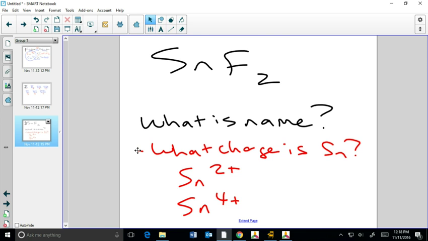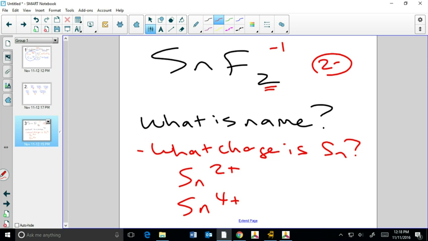Well, since I don't know about tin, I'm going to start with the fluorine. I know fluorine is in group 17. It has 7 valence electrons, so it needs one more. So therefore, its charge is -1. Since I have 2 of them, my total charge is 2- for the negative side. In order to have a balanced ionic compound, my charge over here must be a 2+, again, so that these two things will cancel out. And since I only have one tin, there's a 1 there, even though you can't see it. I know therefore that that Sn must be a 2+ to balance out the 2 negative.